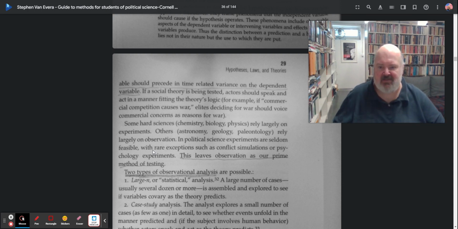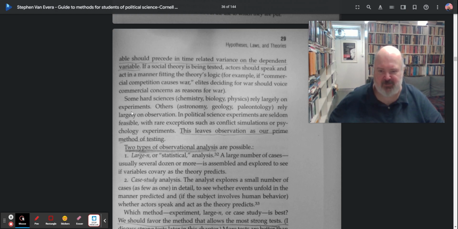Right? Some hard scientists, chemistry, biology, physics, rely largely on experiments. Others, astronomy, geology, paleontology, rely largely on observation. In political science, experiments are seldom feasible. In other words, with rare exceptions such as conflict simulations or psychological experimentation. Right, but this is very true.